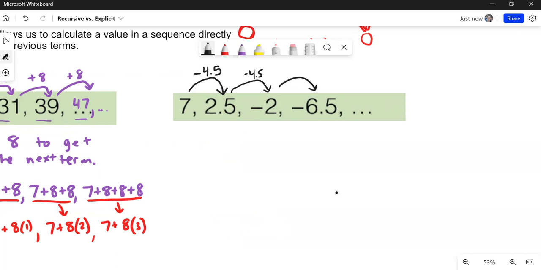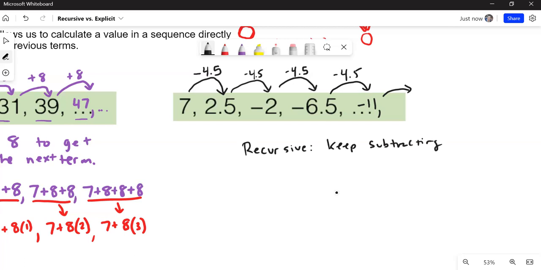Okay, if we subtract another 4.5, we get to -6.5. And we could continue doing that just by subtracting 4.5. The next one would be, let's see, -11, right? -11 would be our next term, and so on. So recursively, what we can do to find the next term is keep subtracting 4.5. That's a great way to understand it because you can see there I'm subtracting 4.5. However, it's not great at predicting the future.